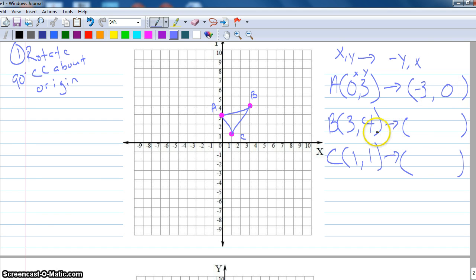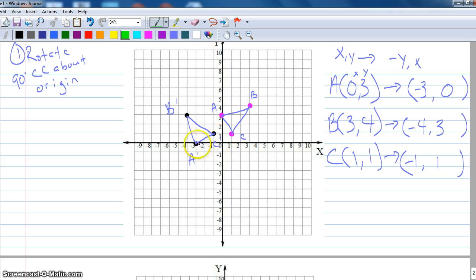Over here also, put the y first, change the sign. I have a positive 4, so I'm going to change it to a negative 4. And then copy down the first number. Over here, get the second number, 1, change it to a negative 1, and then write down 1. I'm going to plot these points here in a different color so you can take a look at it.